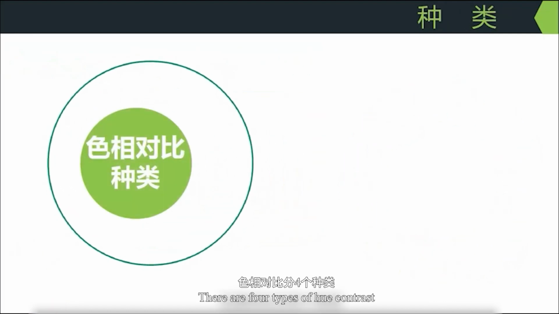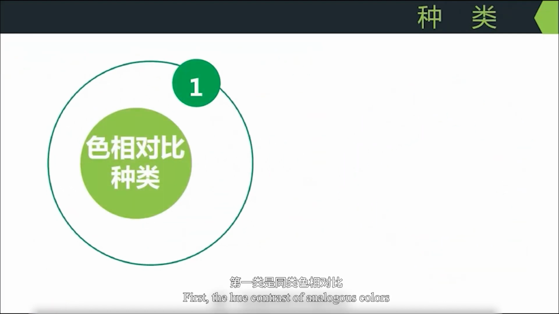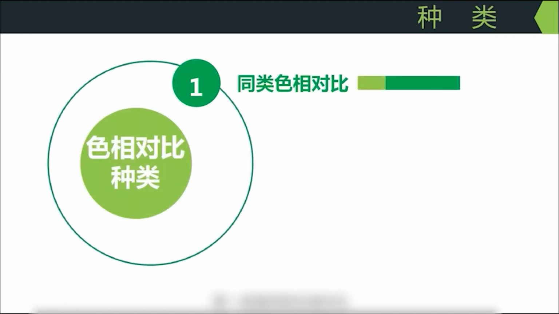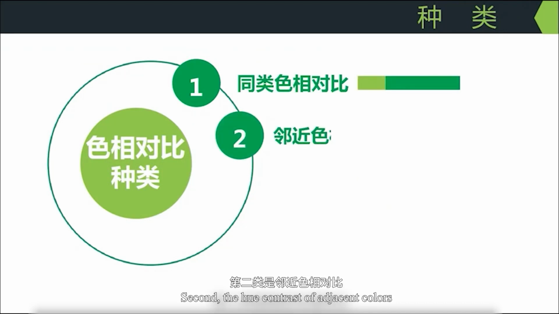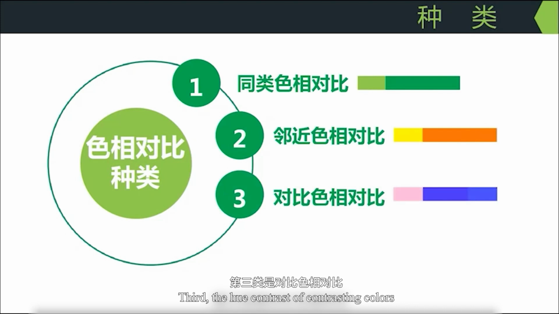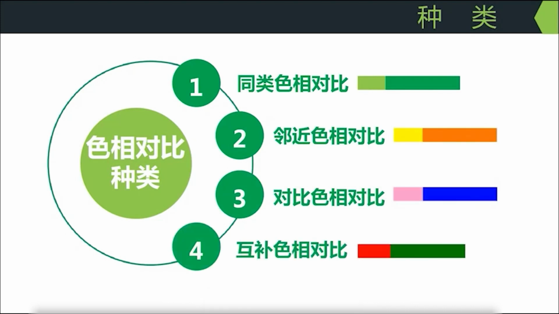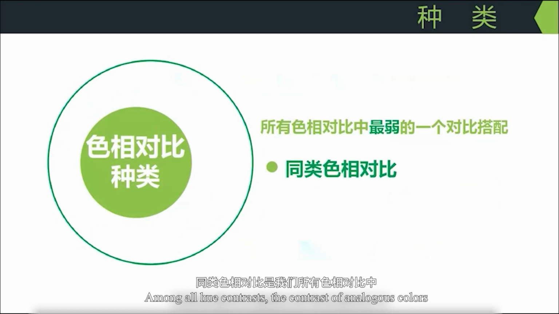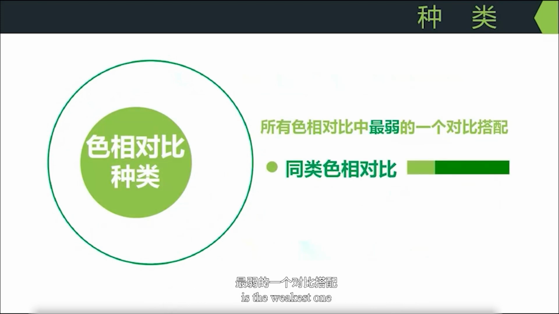There are 4 types of hue contrast. First, the hue contrast of analogous colors. Second, the hue contrast of adjacent colors. Third, the hue contrast of contrasting colors. Fourth, the hue contrast of complementary colors. Among all hue contrasts, the contrast of analogous colors is the weakest one.